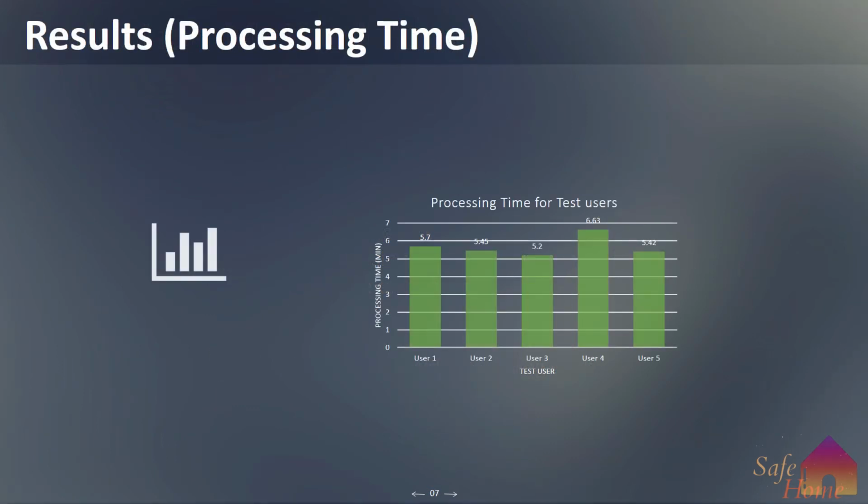Here shows the results of processing time for each user before they got the feedback. As you can see, the amount of time for users to wait was around 5 to 6 minutes, and the only exception was user 4, because of his duplex house structure, which was more complicated for analysis.